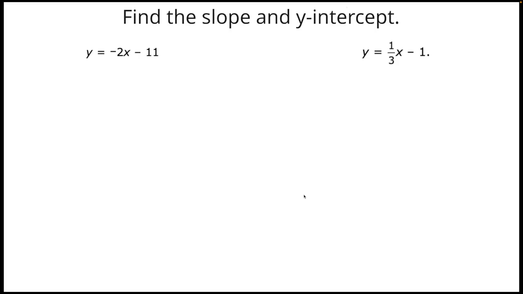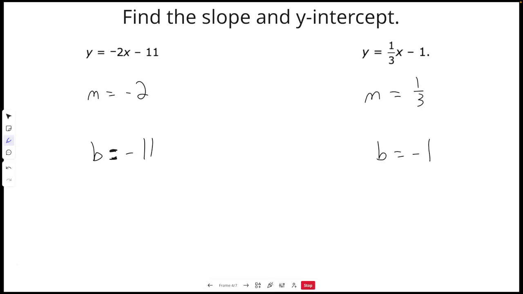Okay, now that you've had time to work these problems, let's check your solutions. For the first problem, you should have said the slope m equals -2, and you should have said the y-intercept b is -11. And for the second problem, you should have said the slope equals 1/3. It can be a fraction, that's fine. And the y-intercept b is -1.